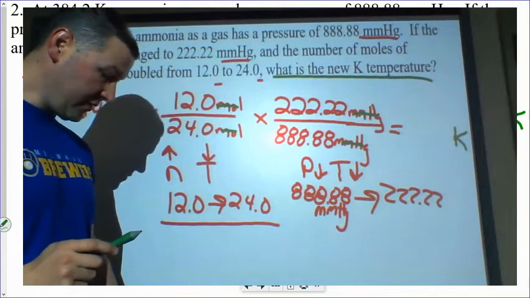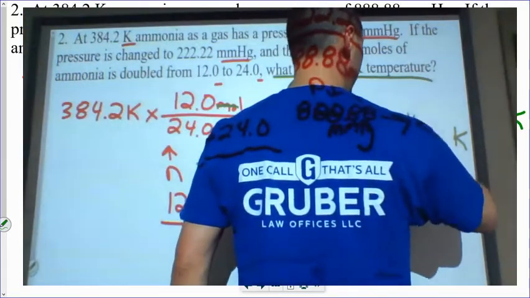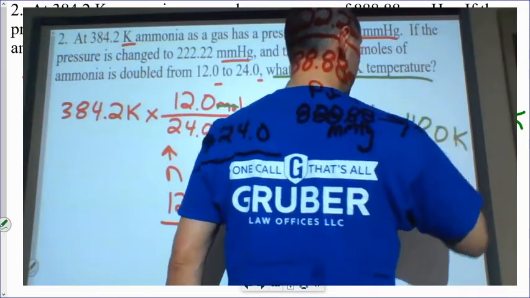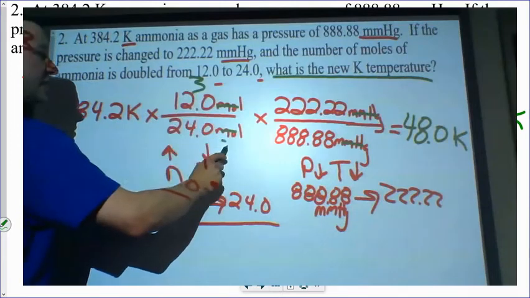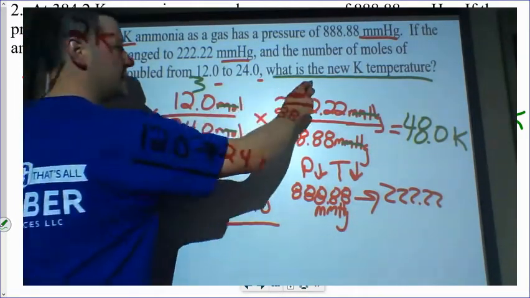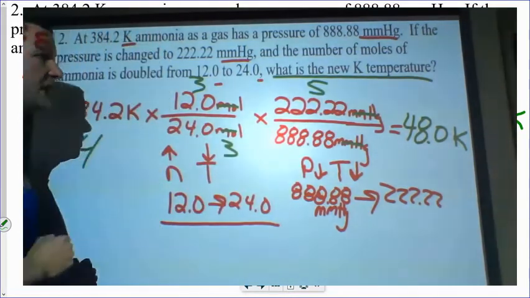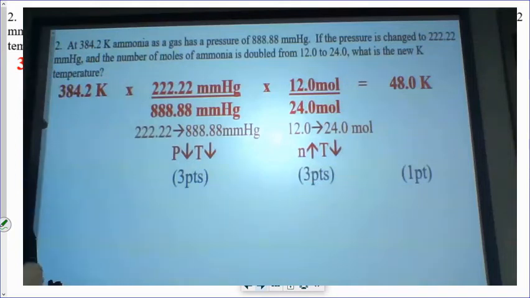So if you punch all of that information into your calculator, you end up getting 48.0 Kelvin. Sig fig wise, this is 3 sig figs, this is 3 sig figs, this is 4, and this is 5. So our answer should have 3 sig figs, and that is our answer. I'll give you a prettier version here.